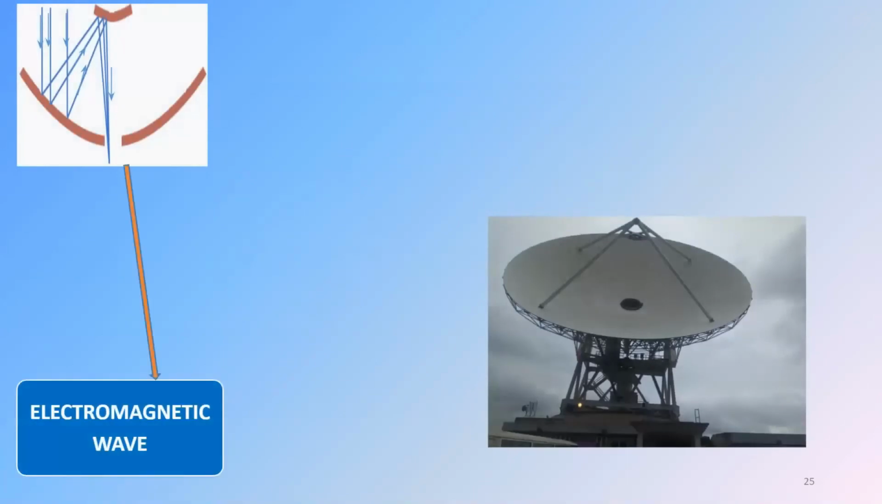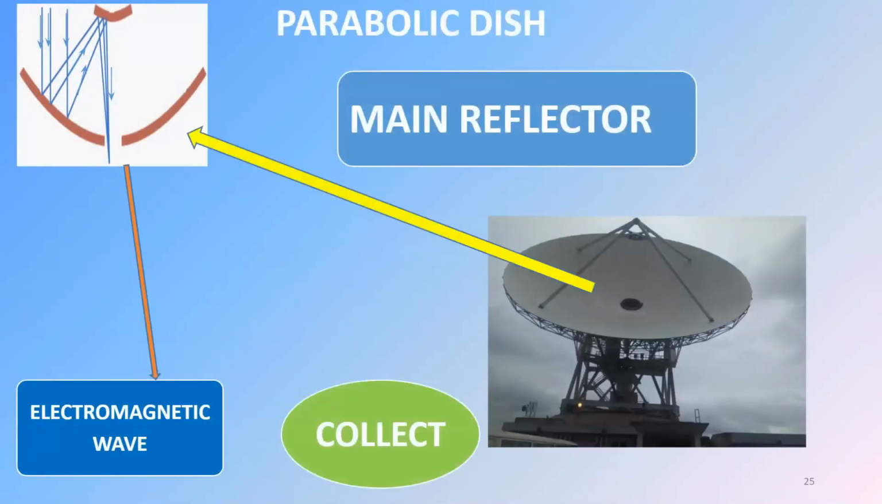So we have the main dish, the parabolic dish or parabolic reflector, which is also known as the main reflector. The function of this parabolic dish or main reflector is to collect electromagnetic waves.